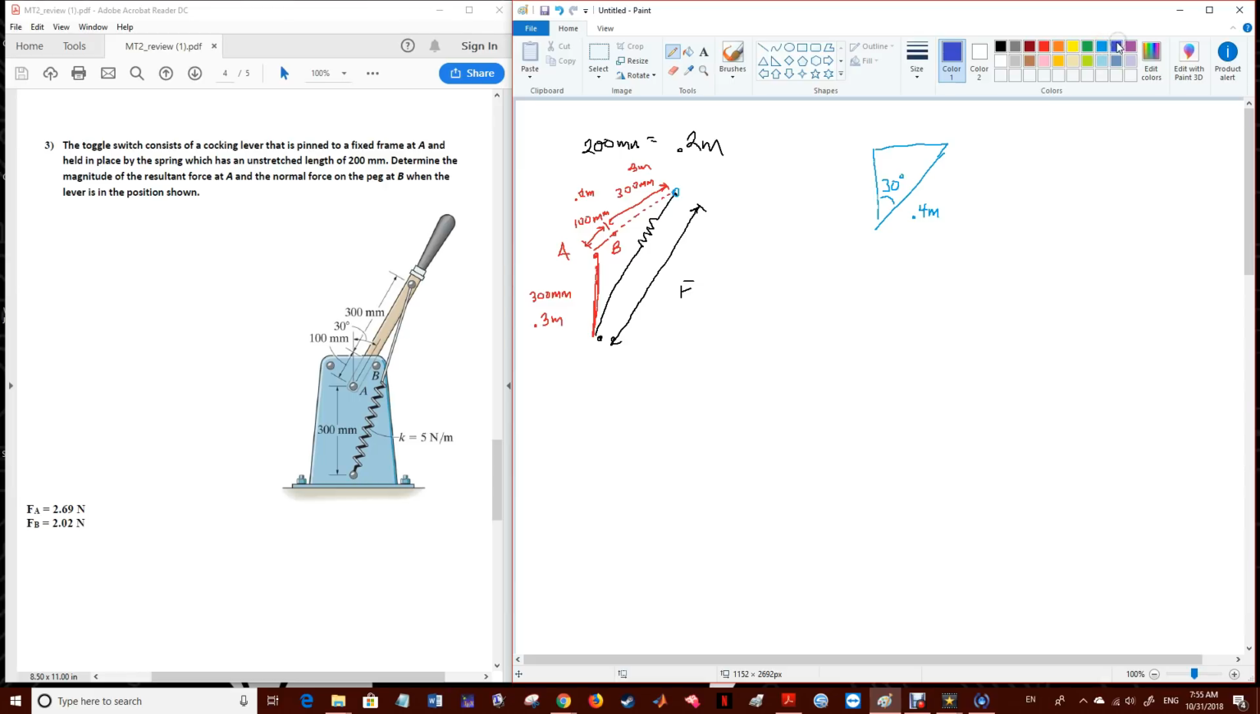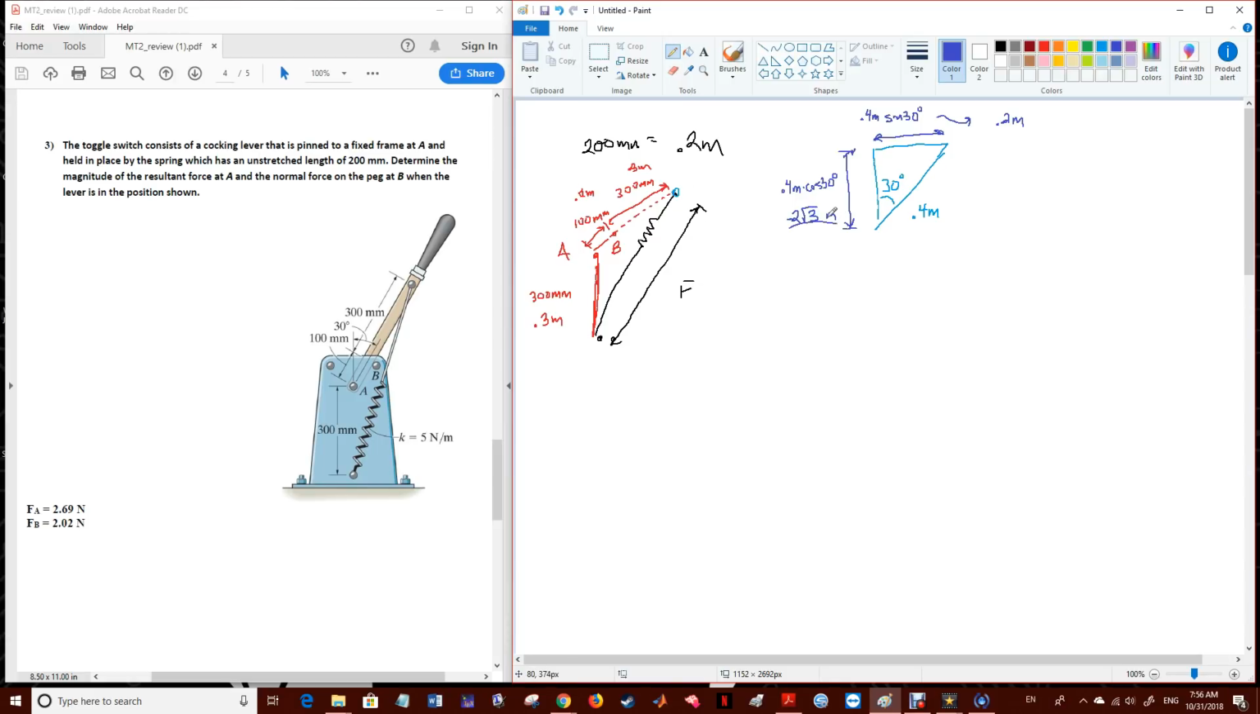Now, based on our triangle similarities, we could figure out that this side is going to be the sine of 30 degrees times 0.4 meters, and the adjacent side here will be cosine of that angle, so we have 0.4 meters times cosine of 30 degrees. When I do the calculation, this is practically 0.2 meters because sine of 30 is 1/2, and we have 0.2√3 meters for this side.